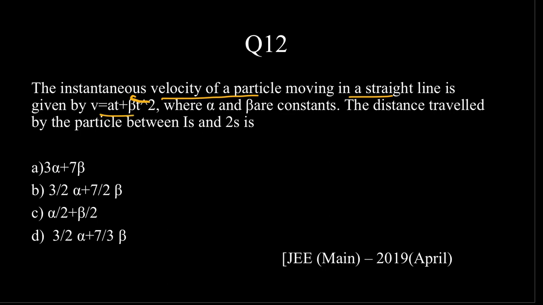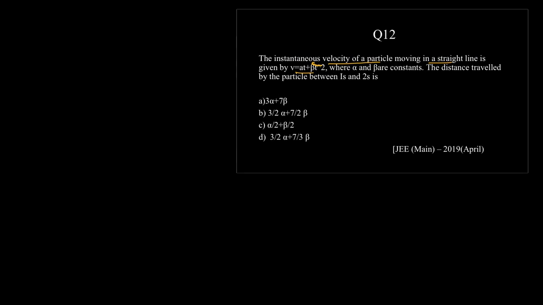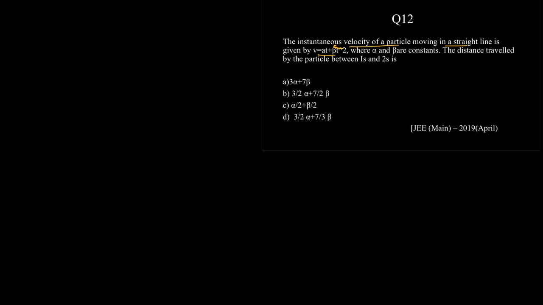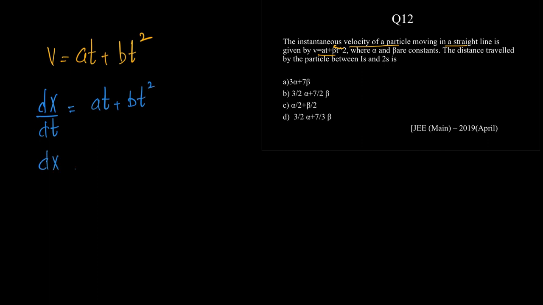The distance traveled by the particle between 1 second and 2 seconds is. So very simple question, straightforward application of integration. What's given is v is equal to, for ease of calculation, I'll let it as at plus bt square. What is v? V is dx by dt. So dx by dt is equal to at plus bt square. So dx is equal to at plus bt square the whole times dt.